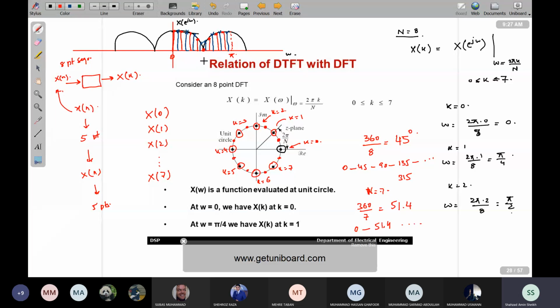Got it? So important thing is to keep it in mind that DFT is actually the same information which is coming from DTFT, but DTFT is a continuous signal because omega is continuous, and DFT is equally spaced samples of DTFT. Any questions?